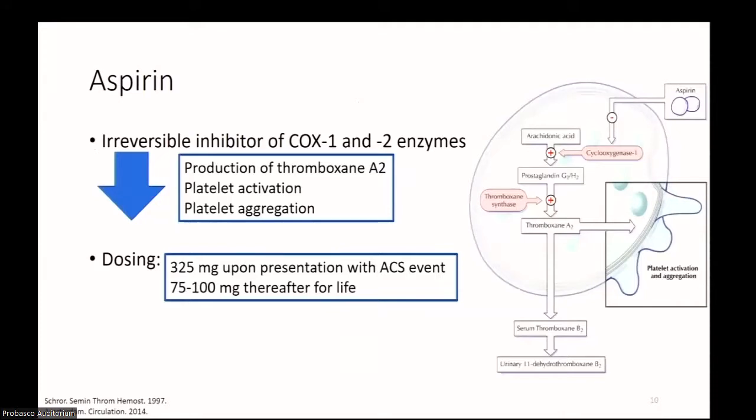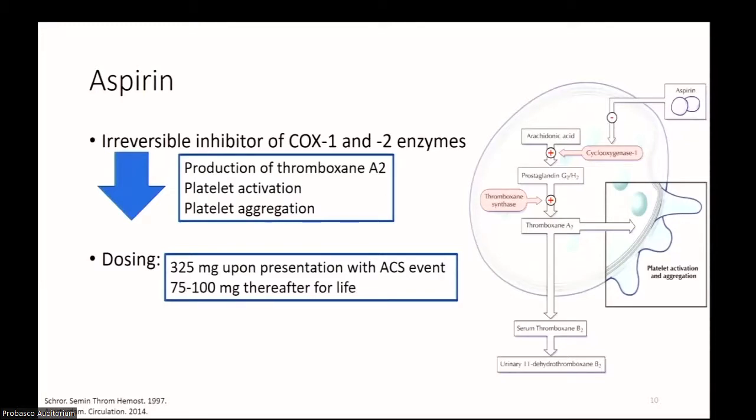And so just quickly to review the mechanism of action of these medications, aspirin is the foundation of our antiplatelets. It is an irreversible inhibitor of the COX-1 and 2 enzymes, and COX-1 is involved with the ring closure and the addition of oxygen to arachidonic acid, converting it to the prostaglandins.